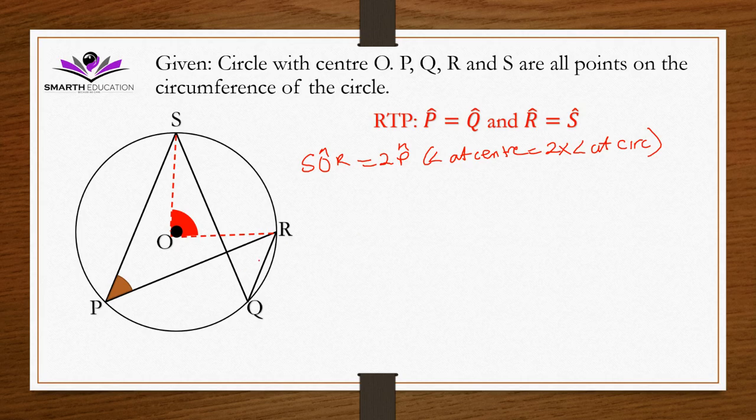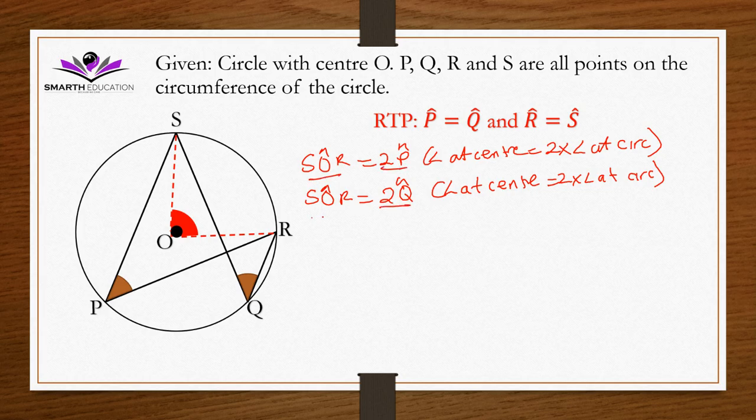Okay? And then again, we can say angle SOR is equal to 2 times angle Q. Okay, why? Angle at center equals 2 times angle at circumference. You see that? So now we can say this angle is equal to this is equal to this. So therefore, angle P is equal to angle Q. You see that? Okay.